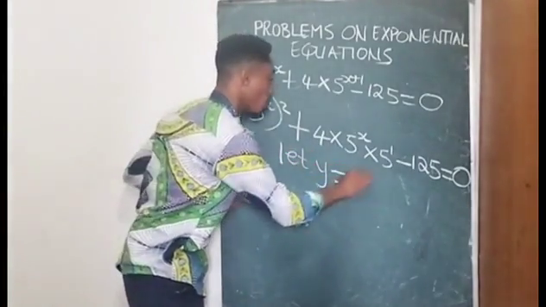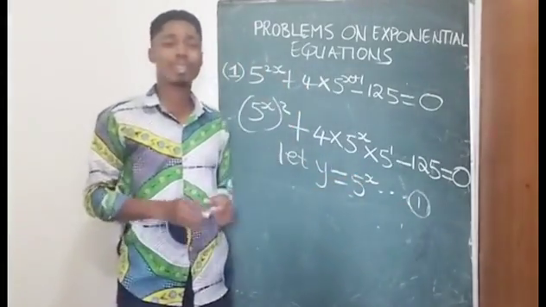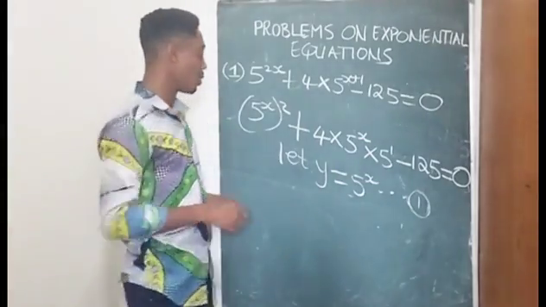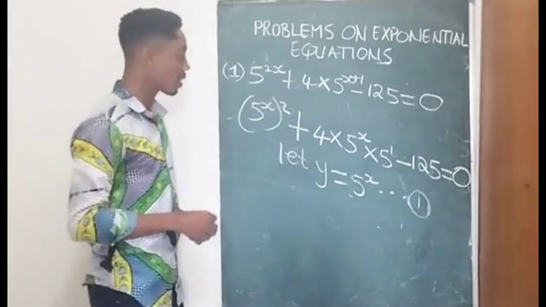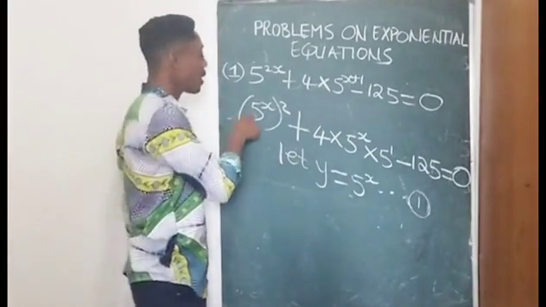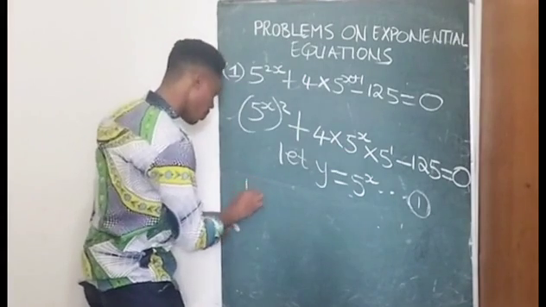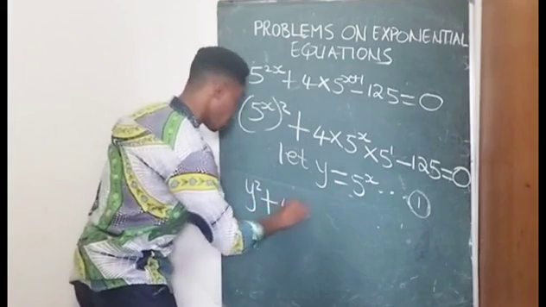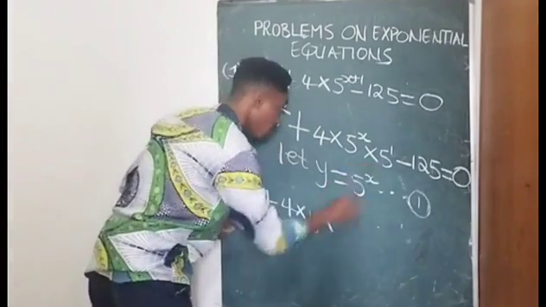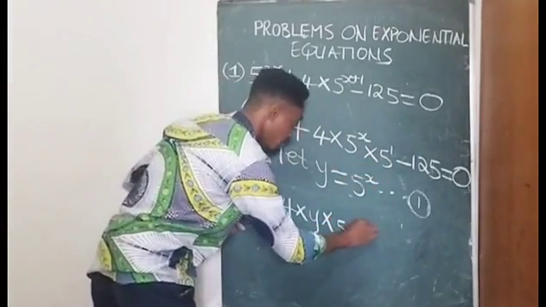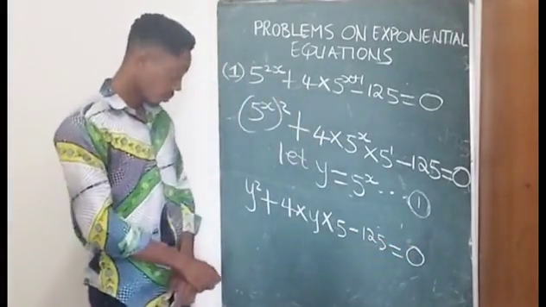Let y equal 5 raised to power x, equation 1. Now, don't forget this step because we are going to use it at the end of this calculation. If y equals 5 raised to power x, that means any place I see 5 raised to power x, I'm going to replace it with y. So this is y squared plus 4 times y times 5 raised to power 1, which of course is 5, minus 125 equals 0.